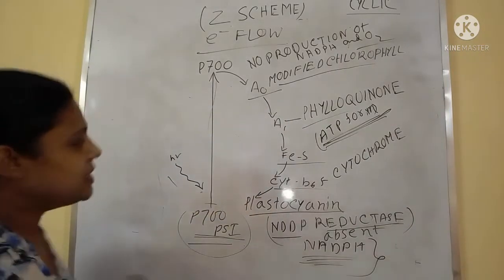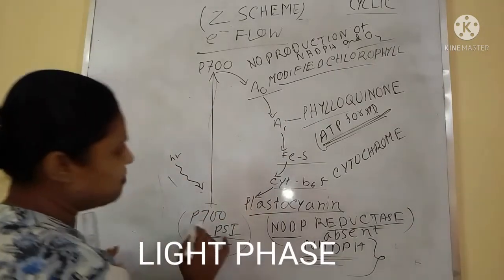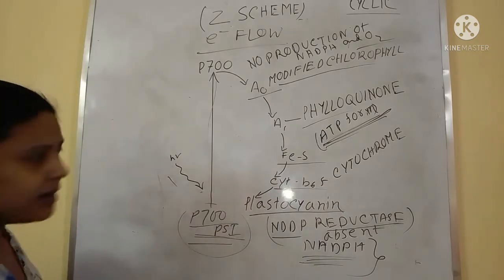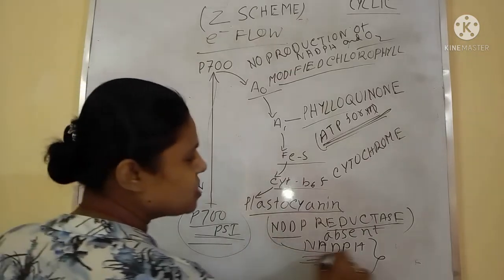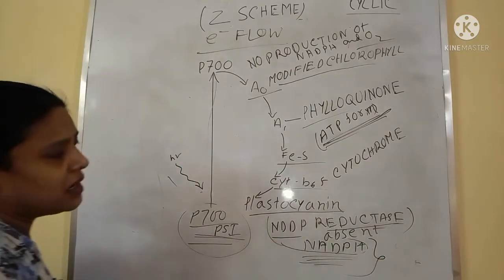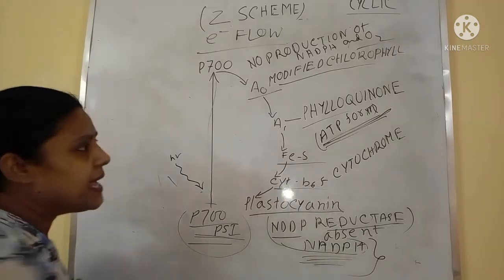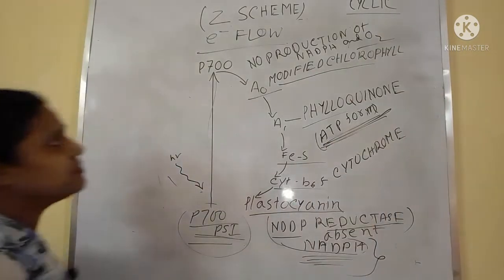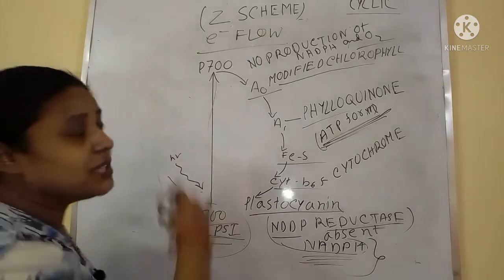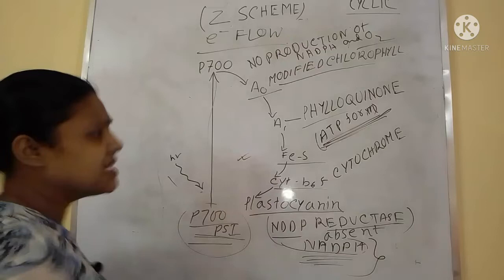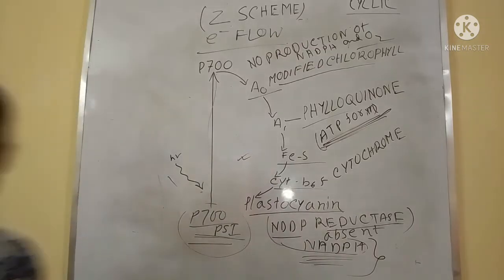So this is the cyclic pathway. Here P700 of PS1 is involved, and due to the absence of NADP reductase, NADPH is not formed here, only ATP is formed. Before that I explained the non-cyclic electron flow, and this is the cyclic electron flow.